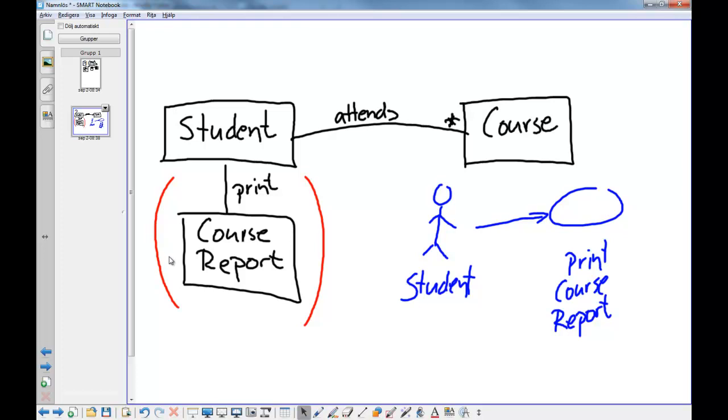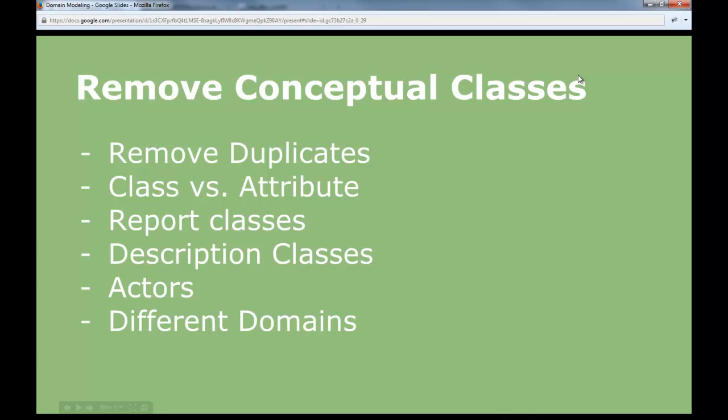This basically means that we have an actor, some role in the system that is called a student, and the student can do different things, and this thing is print course report in this case. So that was report classes. Description classes is another common case that we should take a little bit more look at.